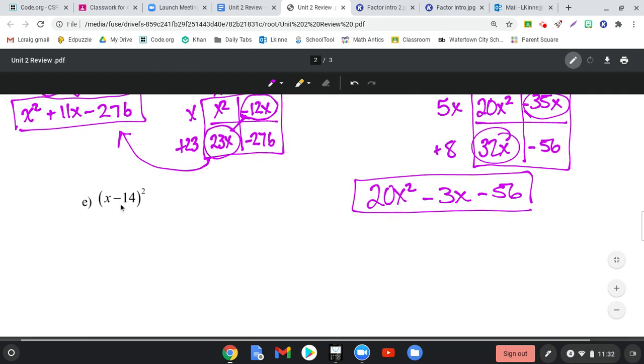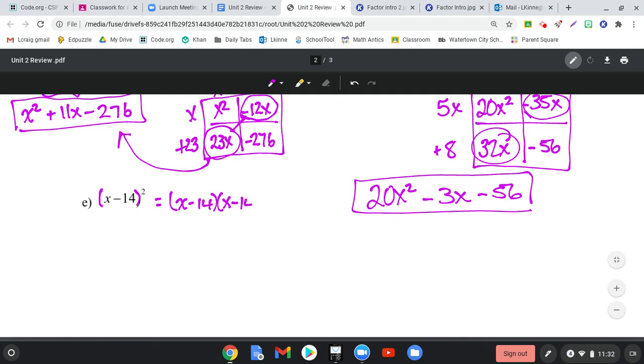All right, last one on this page. If you square something, you do not just square both parts. It's the same as multiplying it by itself. And again, you have a binomial times a binomial. So if you just write down x squared plus 196, that's only two of the terms. You're missing part of it. All right, so we've got x minus 14, x minus 14.